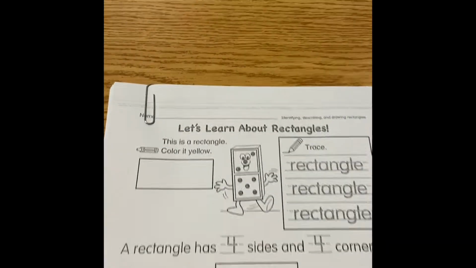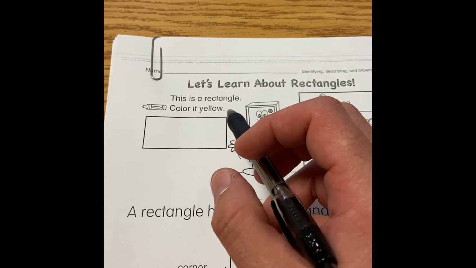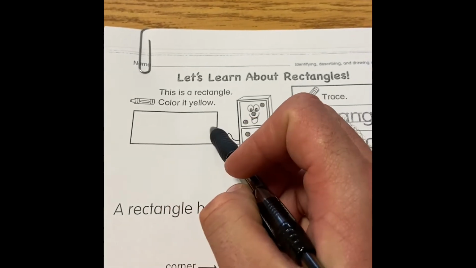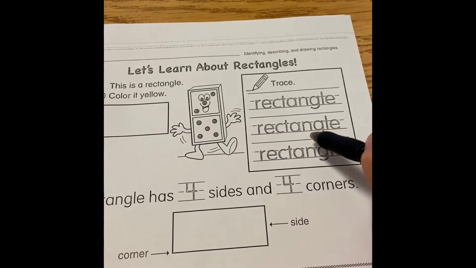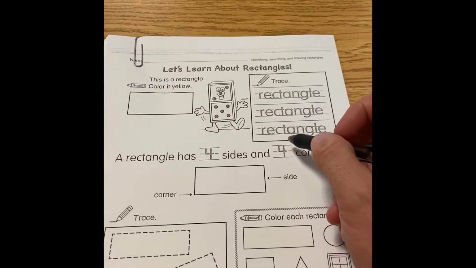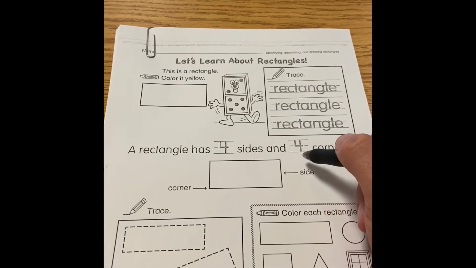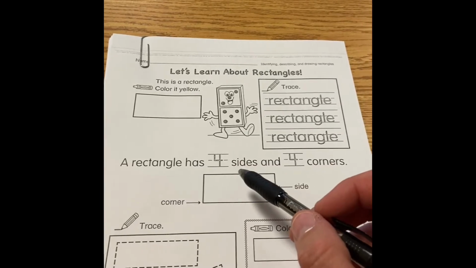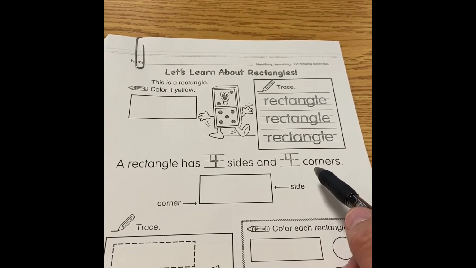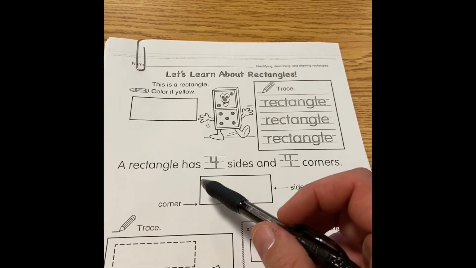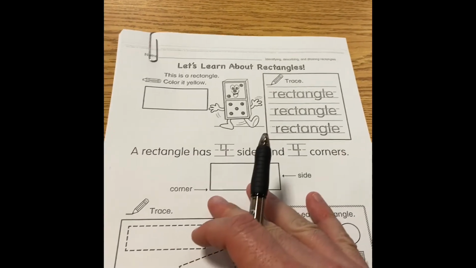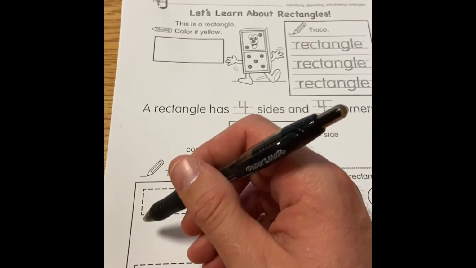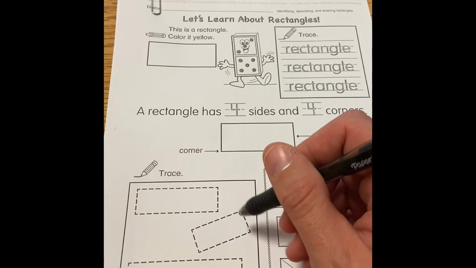Next, once you do that, we have our let's learn about rectangles, okay? This is a rectangle, color it yellow. So we would color this rectangle yellow, okay? And we're going to trace rectangle, rectangle, rectangle. So we're going to trace the word rectangle 3 times, okay? A rectangle has 4 sides and 4 corners, okay? So the corners are the points, like we said earlier, and 4 sides, 1, 2, 3, 4, okay? We're going to trace these ones down here, these rectangles, nice and neat on the dotted lines.